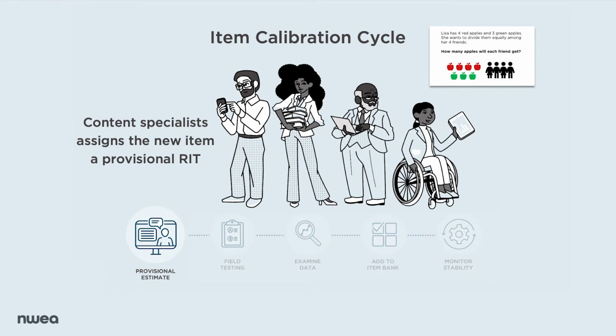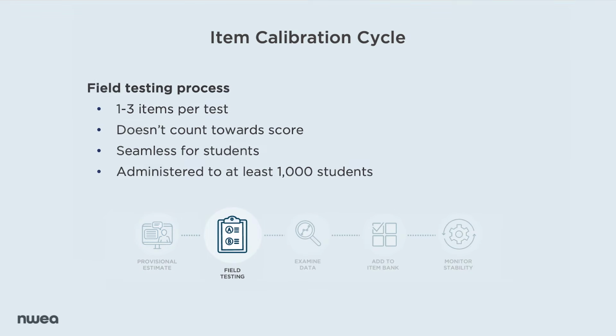Our content specialist's best guess of an item's difficulty isn't enough. We need to empirically determine how difficult that item is. To do this, we need data from test takers, which is where field testing comes in. Here's what you should know about the field test process. Every student is going to see between 1 to 3 field test items per test. Obviously, those items don't count towards their score. It's also a seamless process for students. We don't point out, for instance, that these are field test items because we don't want them to withdraw effort.